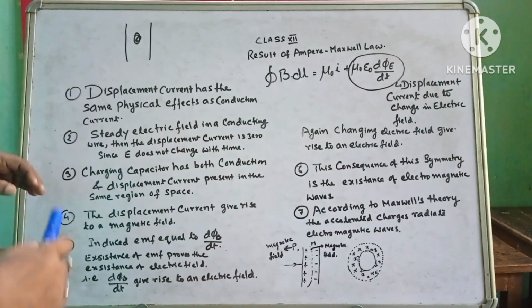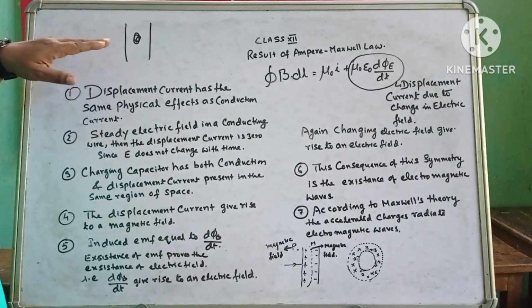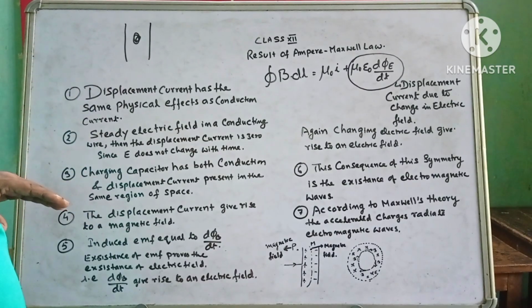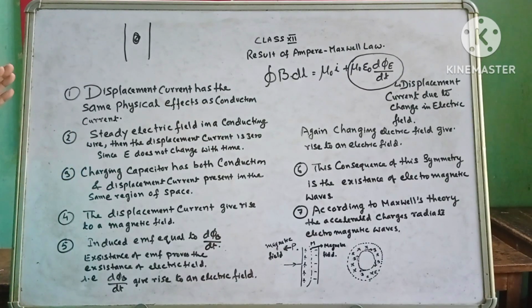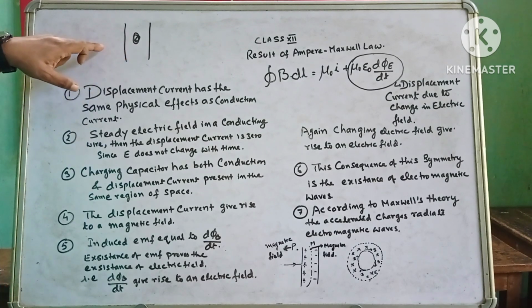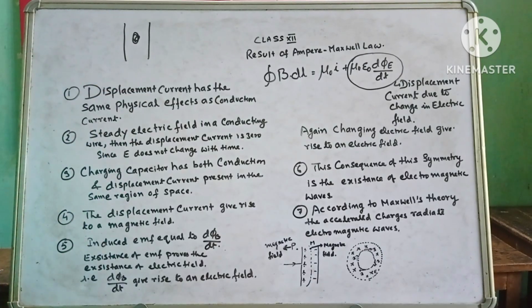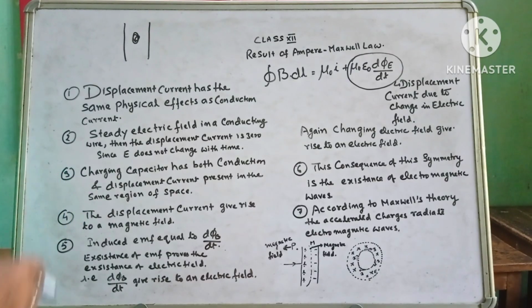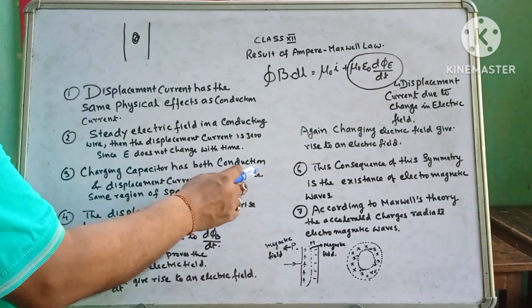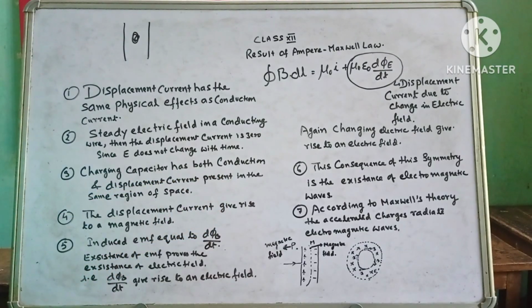Now Maxwell clarified that the current flowing through a capacitor has both conduction as well as displacement current. Because of this, the circuit gets completed. So the third point, this is very important: a charging capacitor has both conduction and displacement current present in the same region of space.